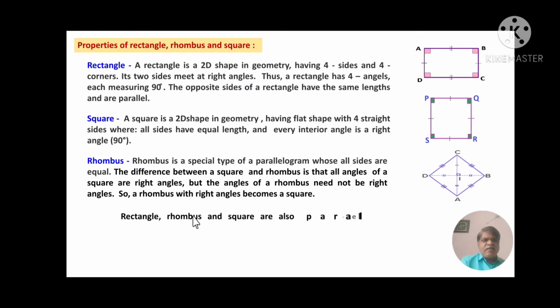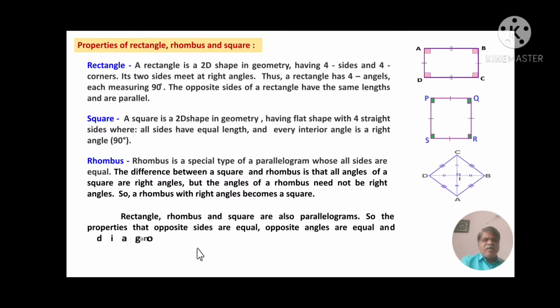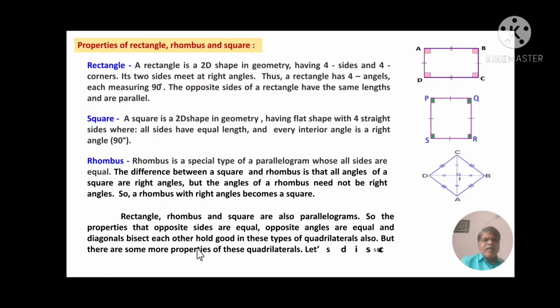Friends, rectangle, rhombus and square are also parallelograms. So, the properties that opposite sides are equal, opposite angles are equal and diagonals bisect each other hold good in these types of quadrilaterals also. But there are some more properties of these quadrilaterals. Let us discuss the proofs of these properties.